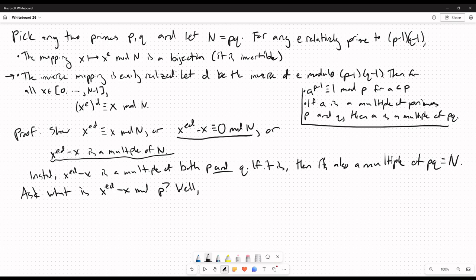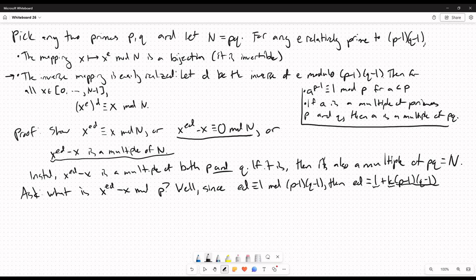Well, since ed is equivalent to 1 mod (p minus 1)(q minus 1), what that means is that ed is going to equal 1 plus some constant times (p minus 1)(q minus 1). And if you look back at our definition of division that we used for the division algorithm, you should see something like this show up. This is our remainder, this is our dividend, and this would be our quotient, and so it all works out.